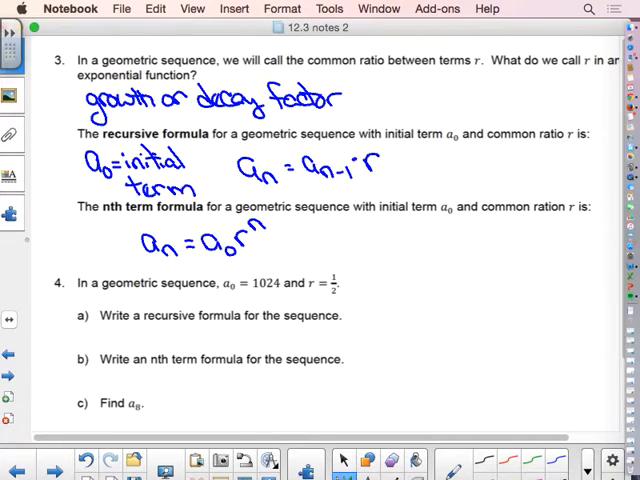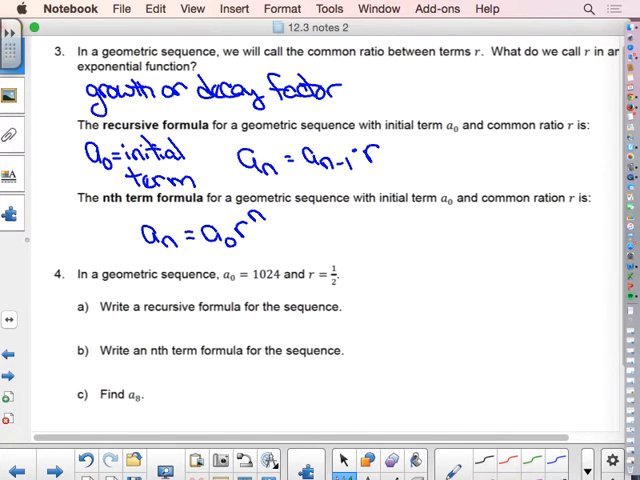Okay, so number 4, in a geometric sequence where a sub 0 is 1024, r is 1/2, we want to write a recursive formula for that sequence. So a sub 0 is equal to 1024. So a sub n is equal to a sub n minus 1 times 1/2. Okay, that's the recursive formula which calls the previous term.